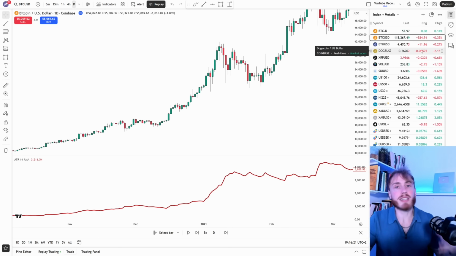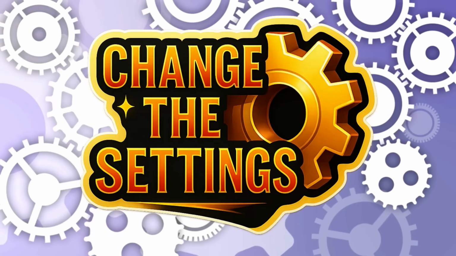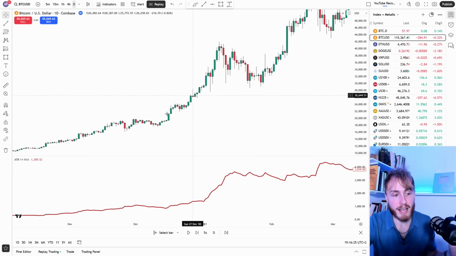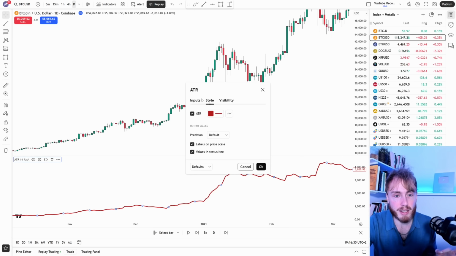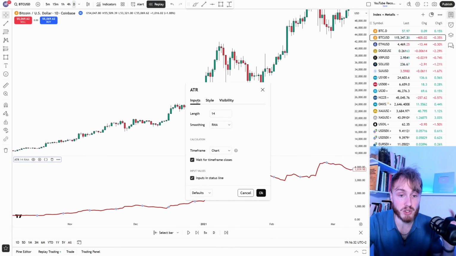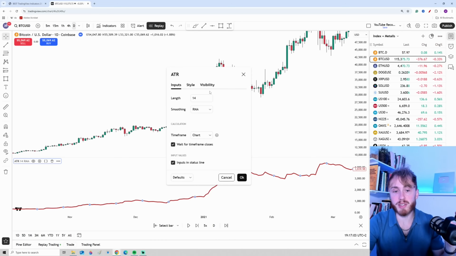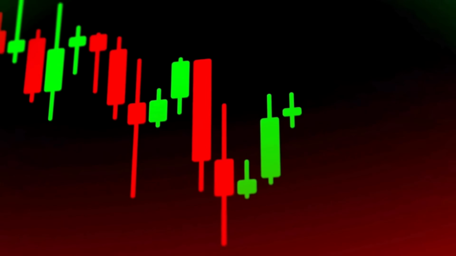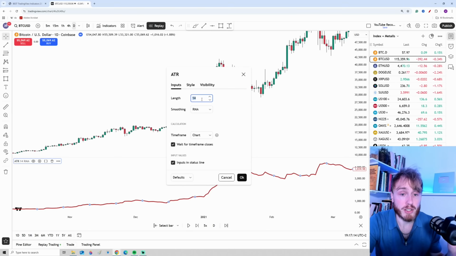But now guys, let's take a look at how we can potentially change the settings to make better decisions. And to change the settings, we go here to where it says settings down here, and then we want to navigate to the inputs tab. And here we have a few settings we can change. The most important setting, I would say, is the length setting. And this is how many candles the ATR indicator uses to make its calculations. So for example, if we have 14 right here, it means that the ATR uses 14 candles to calculate the volatility.